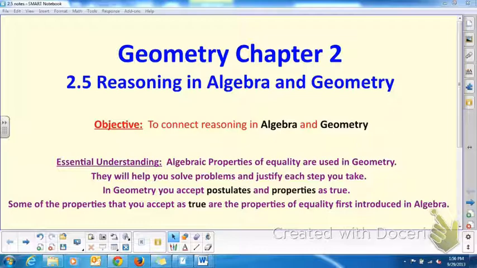In geometry, you can accept postulates and properties as true. Some of the properties that you accept as true are the properties of equality first introduced in algebra.